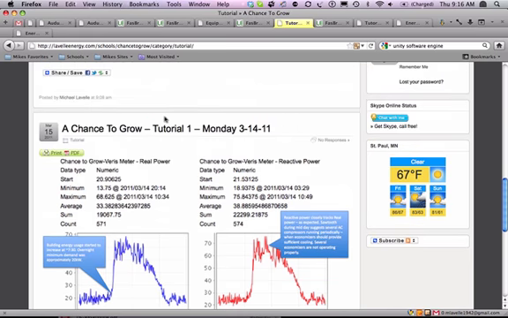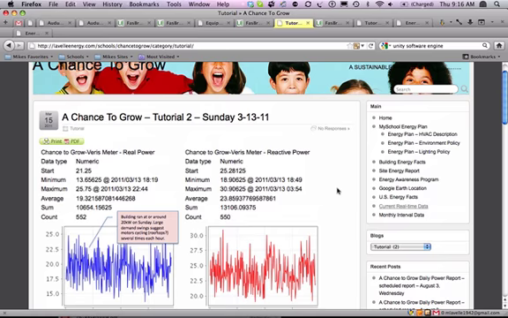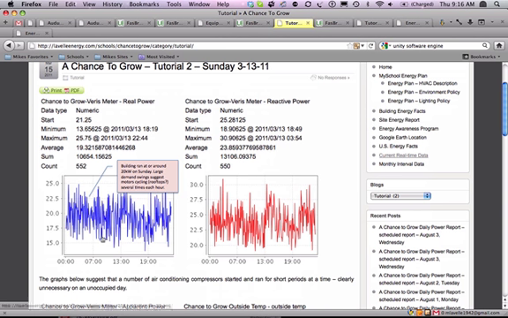So let's flip over here and look at A Chance to Grow and get a better understanding. For this building, which is a complete heat pump, rooftop unit building, I built a tutorial that explains what's going on with the rooftops and how their power is being consumed. This is a Sunday, and we're averaging something like 20 kW, and you can see from the jaggedness of the lines that we have a lot of compressors going on and off.